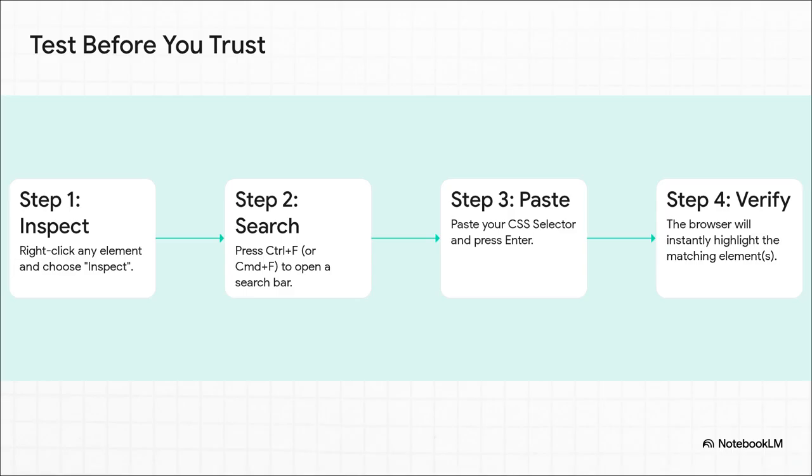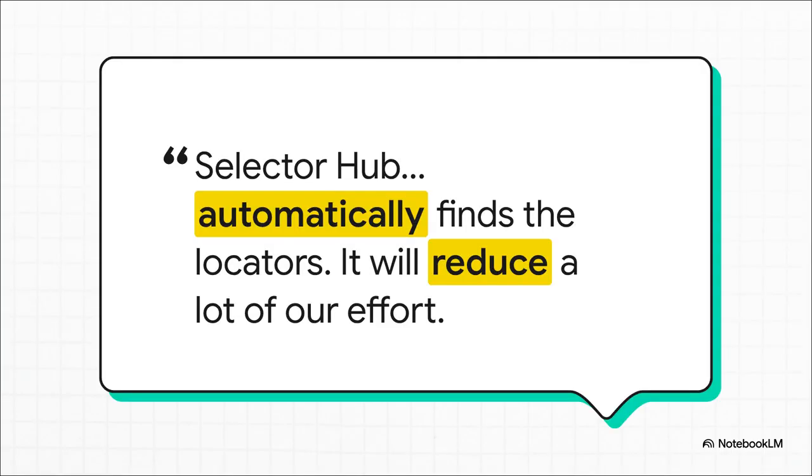Now, for the people who do this for a living, it gets even cooler. There are specialized tools out there, like one called Selector Hub, that pretty much automate the process of finding the best selector for you. It'll just look at the page and say, here, use this one. It's the most stable. And like this quote says, it saves a ton of time and effort.